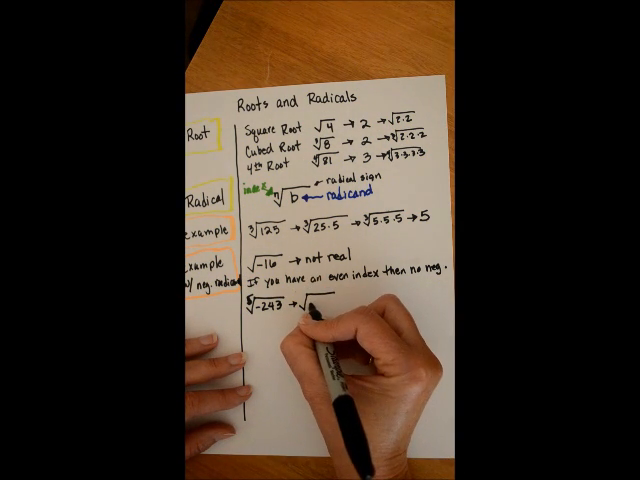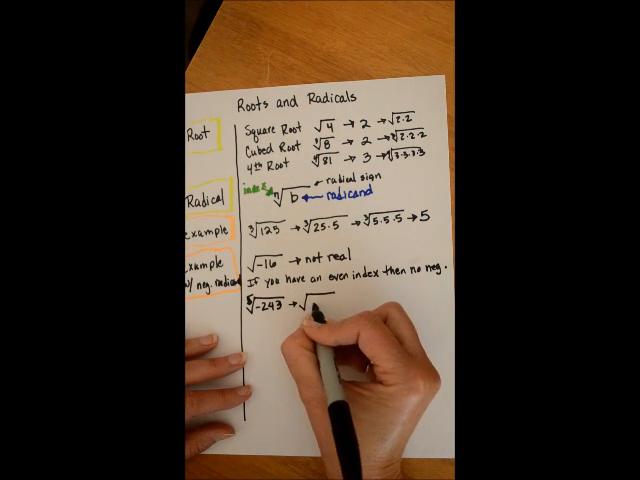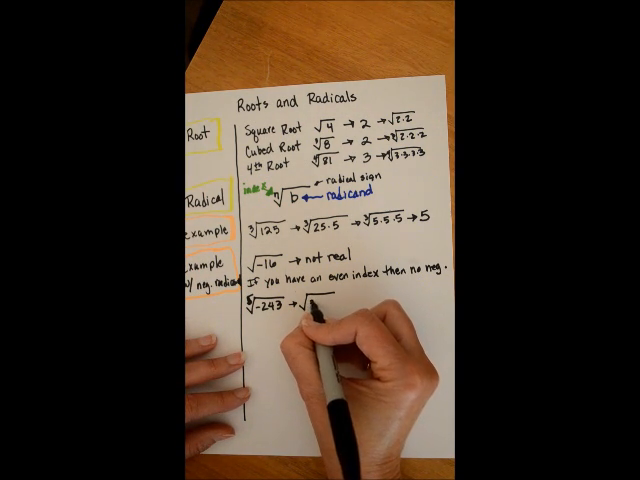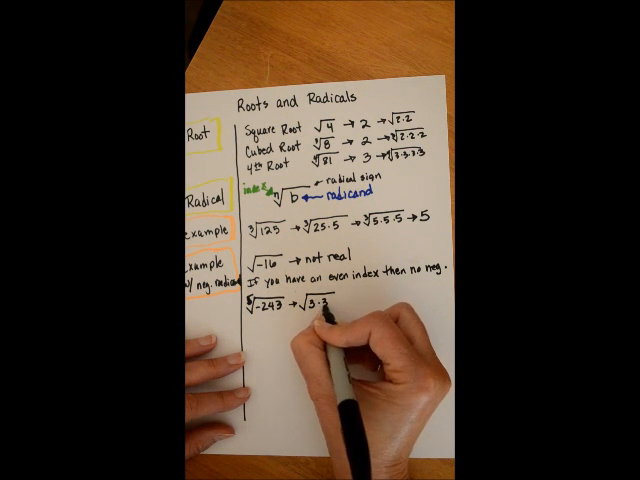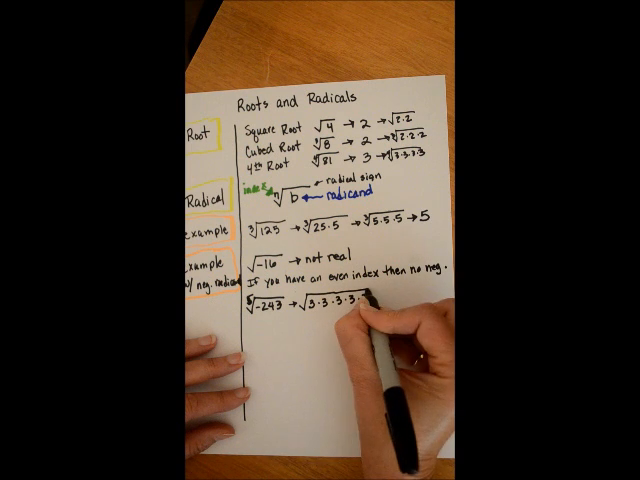So let's break this one up. I know my answer in the end is going to be negative. I'm not really going to worry about that negative sign right now. I will break it up by 3's. So once you break this thing up, what you're going to end up with is this. And I'll show you how to break them up here in just a minute.